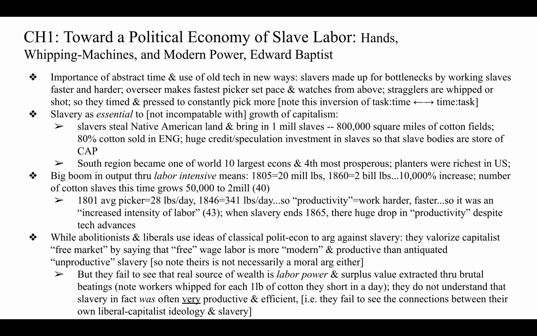So looking at Chapter 1, Toward a Political Economy of Slave Labor, Hands, Whipping Machines, and Modern Power by Edward Baptiste. He looks at the importance of abstract time and the use of old technology in new ways, similar to other studies we've looked at in this class. Slavers made up for bottlenecks by working slaves faster and harder. An overseer would choose the fastest picker to set the pace for everyone, and he would watch from above.